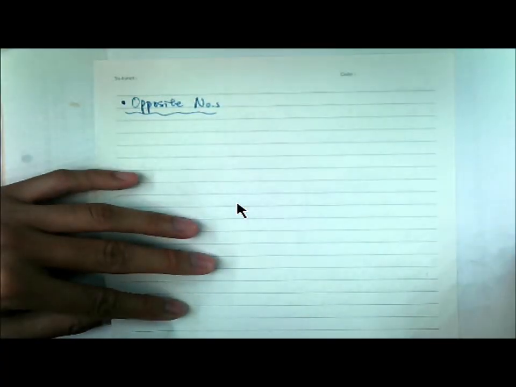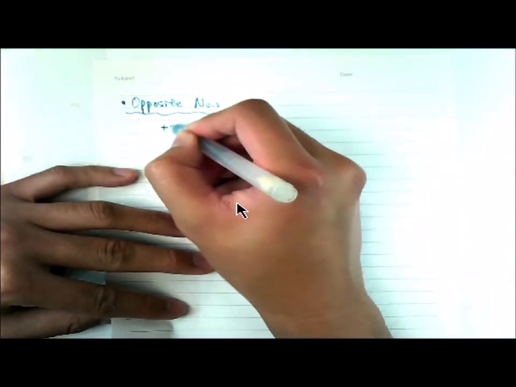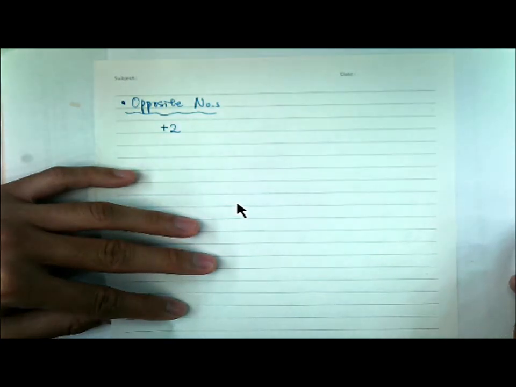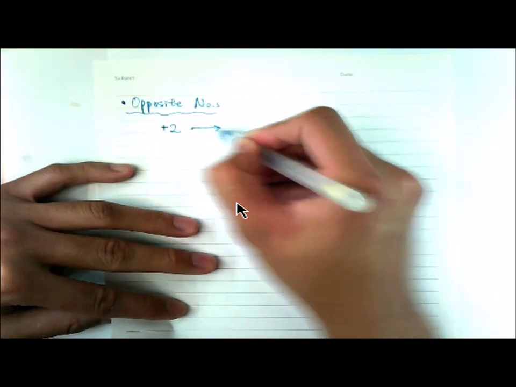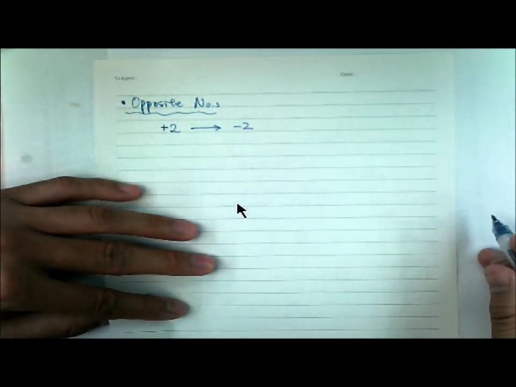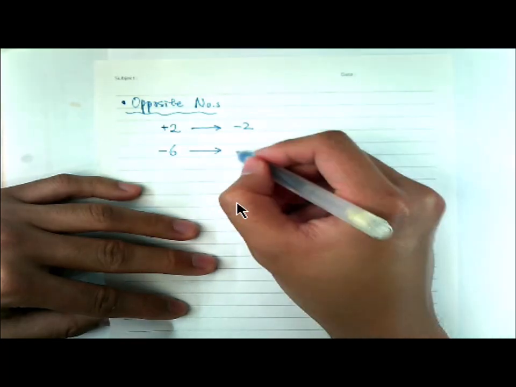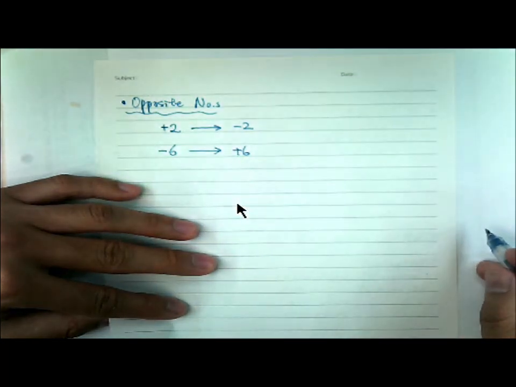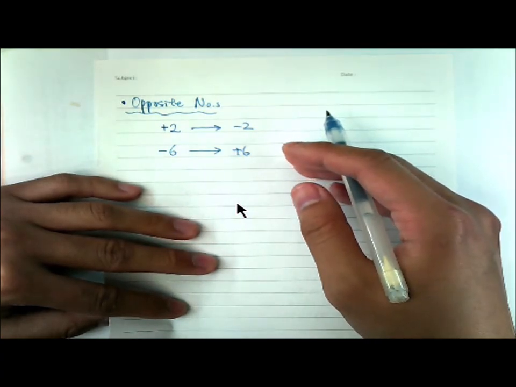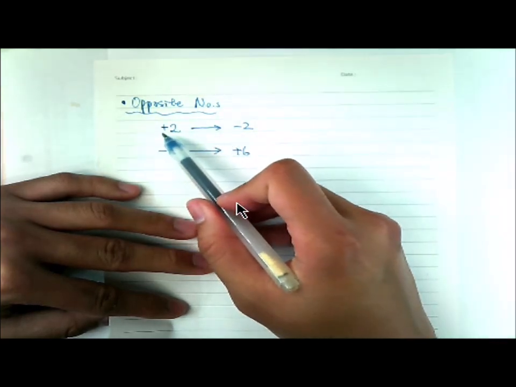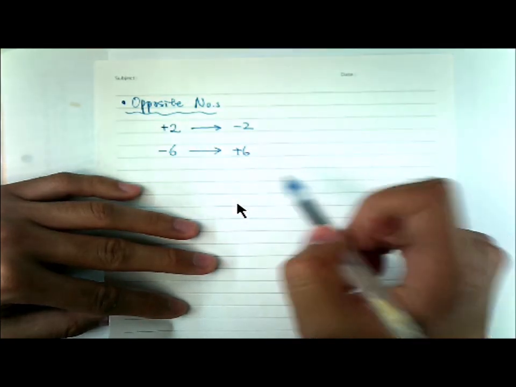So what is an opposite number? For example, we have a plus 2. This is positive 2, right? The opposite number of positive 2 is negative 2. If you have minus 6, then its opposite number will become positive 6. It's very easy to recognize: just change your sign from positive to negative or negative to positive, then you get the opposite number.